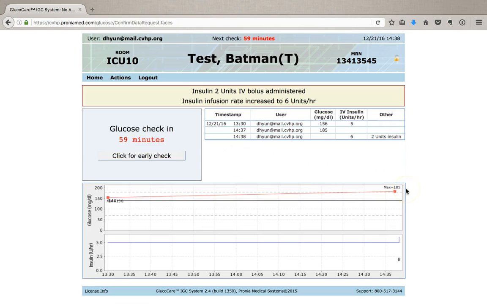And there you go. So now what we have is the graph. We only have 2 points. I know it's spread out pretty far right now. So our previous blood sugar was here. The insulin drip rate was running at 5. Our current blood sugar is 185. We gave a 2-unit bolus, and then we increased the drip rate from 5 to 6 units per hour. So the whole thing is documented there for you to view. And that's how you continue a patient who is currently on an insulin drip and convert them to the GlucoCare protocol.